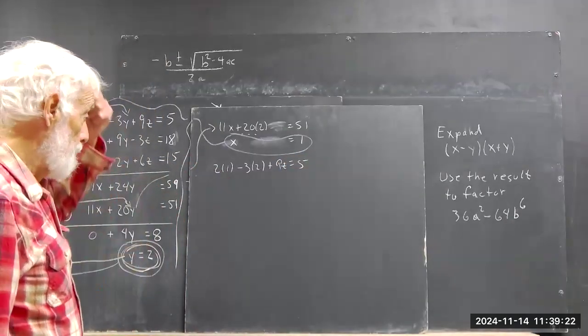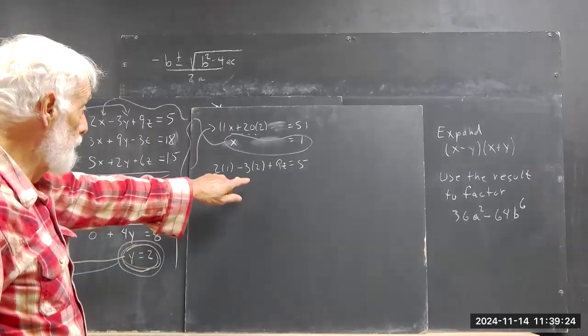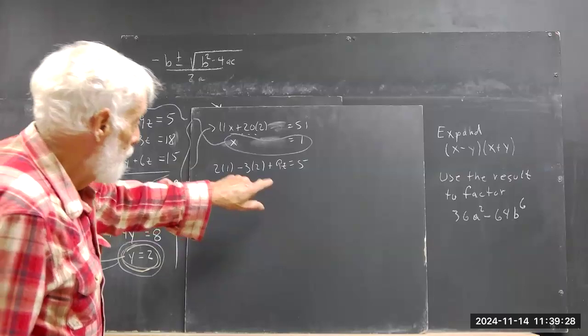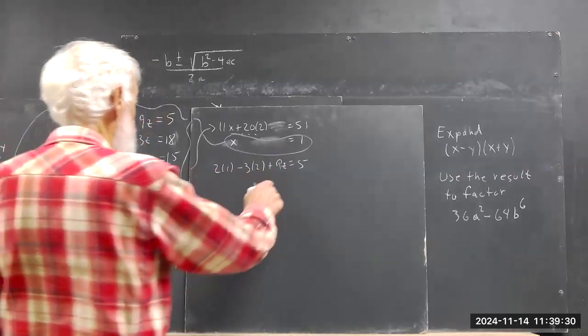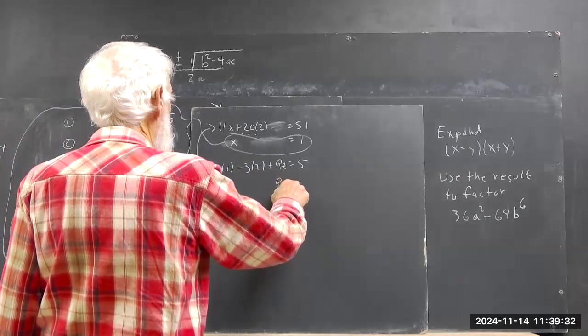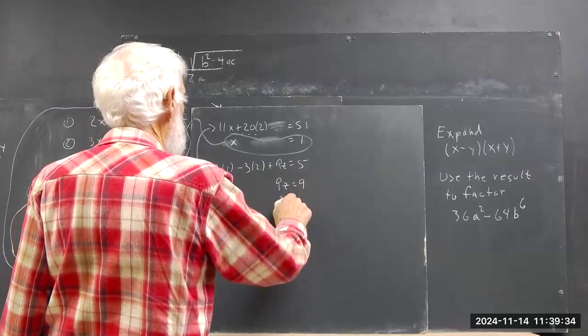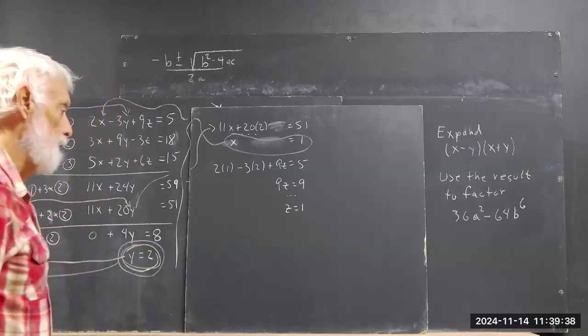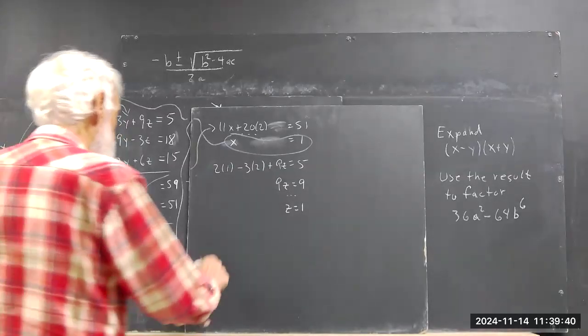But just to make sure, we'll solve it. I'll do it in my head. You can do it easily. We're going to get -4 here. So I'm going to add 4 to both sides and I'll get 9z equals 9. z equals 1.